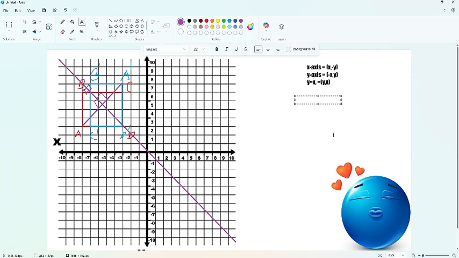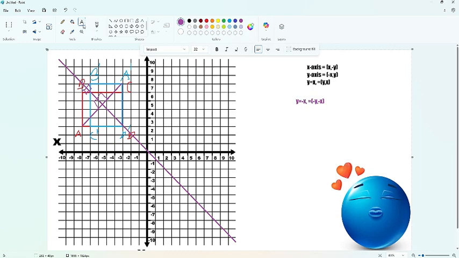What would the equation be? y equals negative x. Figure it out. Take a second to... you should have gotten negative y, negative x.